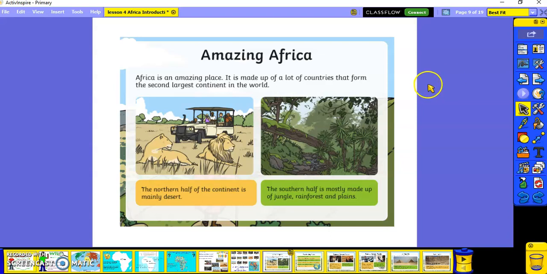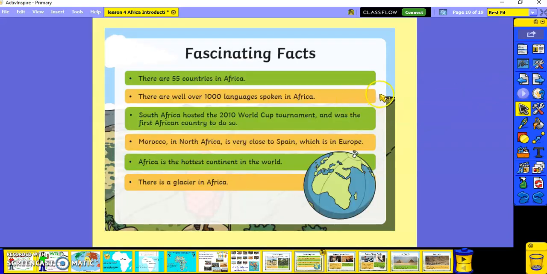So, Amazing Africa. Africa is made up of a lot of countries and they form the second largest continent in the world. The northern half of the continent is mainly desert and the southern half is mostly made up of jungle, rainforest and plains. I'm going to choose 2 facts which fascinated me here.